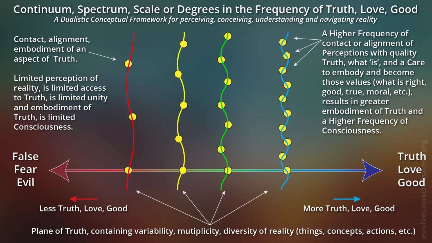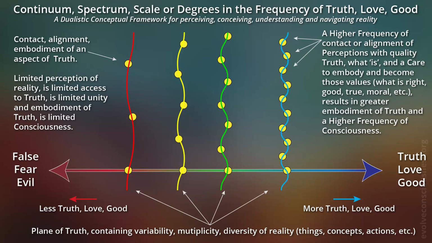And then when we're in that frequency, when it comes along, well, then there's going to be a new point of contact, and all the yellow points are the contact, alignment, embodiment of an aspect of truth. So when you're in red, you still have some truth, but you have less of it. There's less truth, love, and good, because you're at a lower frequency of vibration, so you're going to be contacting truth, love, and good less frequently. So you'll have only 3 aspects. The yellow has 5, the green has 7, the blue has 12 or whatever.